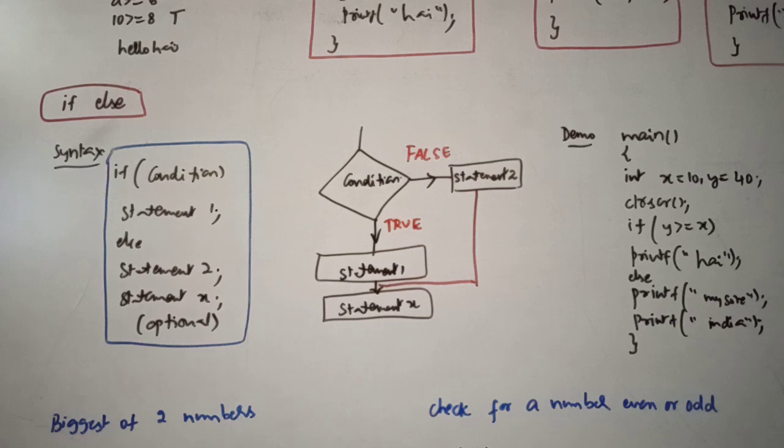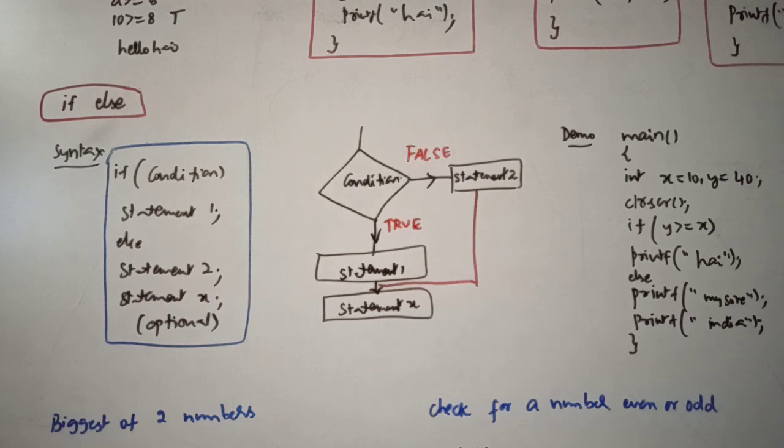So the one before else is the true statement, and the one after else is the false statement. After statement 2, we can have any number of statements like 3, 4, 5 and so on, which have nothing to do with the condition. Only statement 1 and statement 2 depend on it.